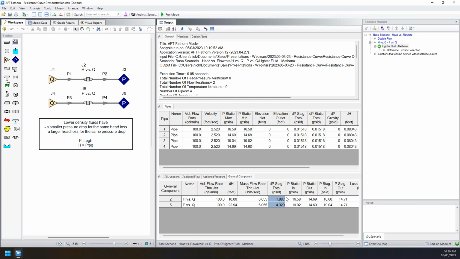So again, it's important to consider the density of the fluid, and this is where the idea of reference density comes in. How can we modify the curve that we've input so that it's applicable to any fluid, in essence converting from pressure into head, so that we can take that information and plug it into whatever system, whatever fluid we're modeling?